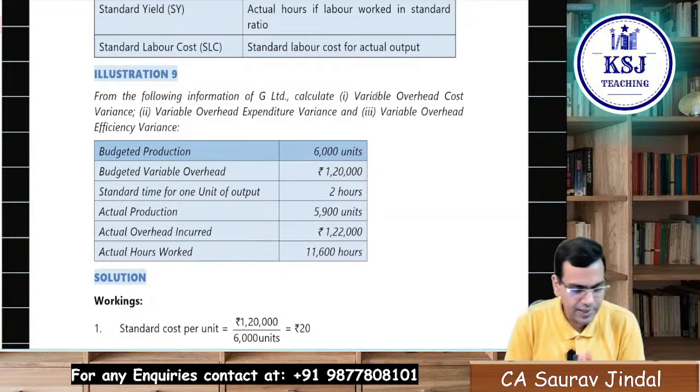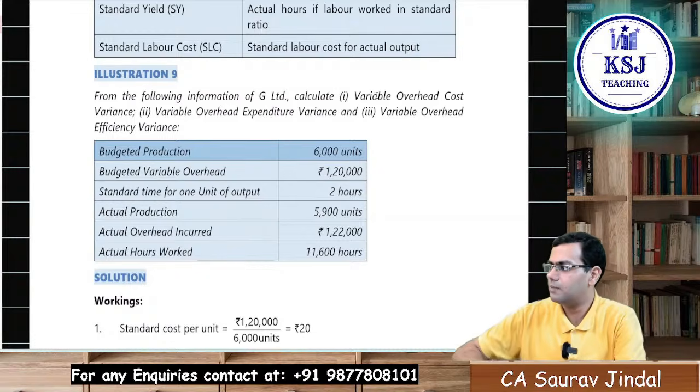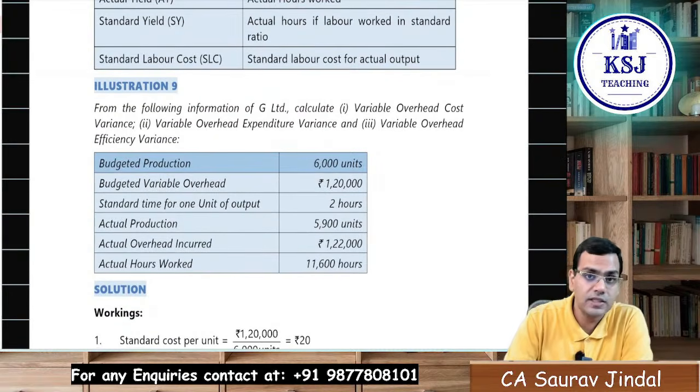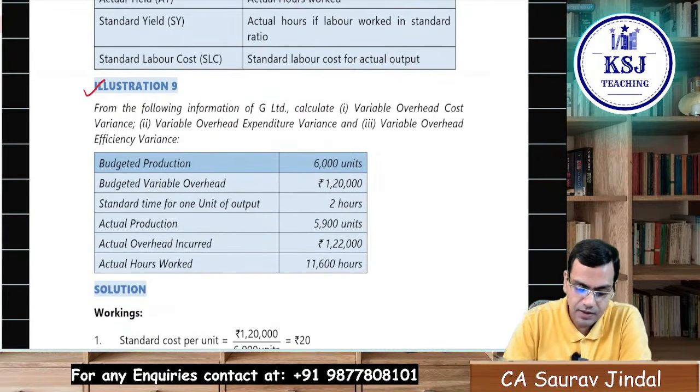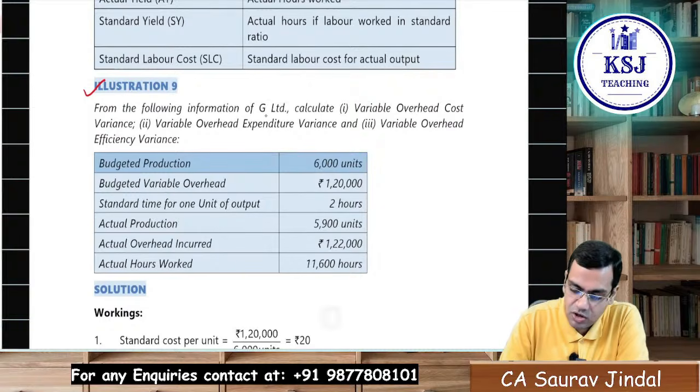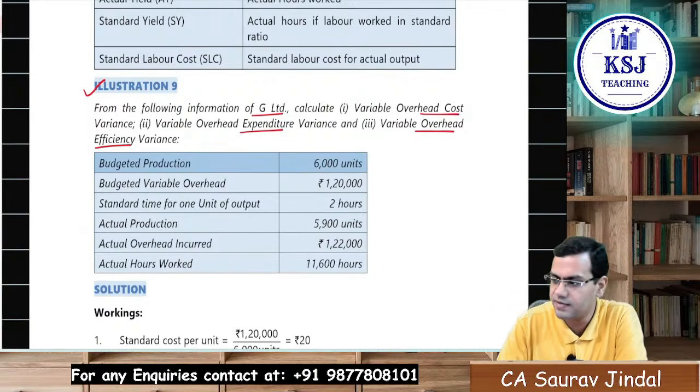Okay, let's move to illustration number 9 now. This is on variable overhead variance. From the following information of G Limited, calculate the variable overhead cost variance, expenditure variance, and the overhead efficiency variance.